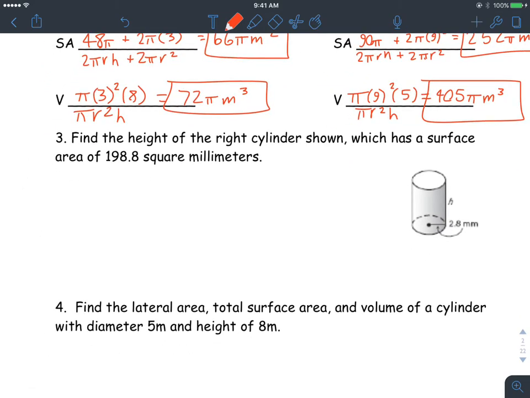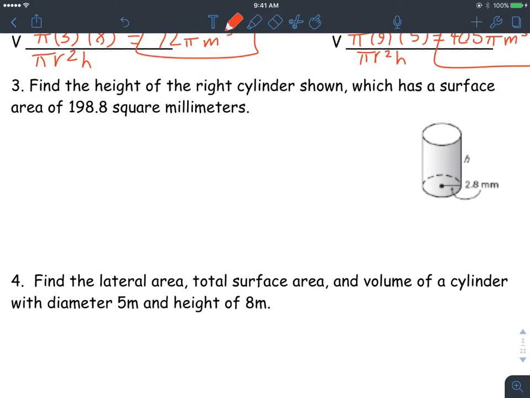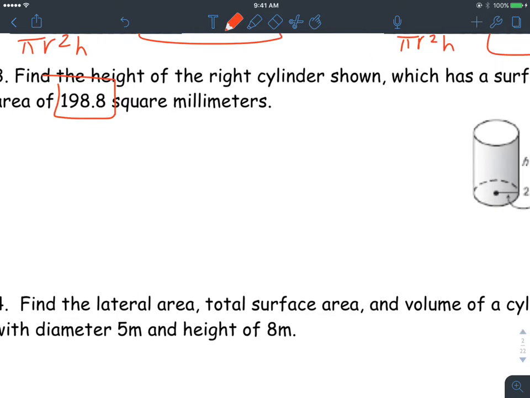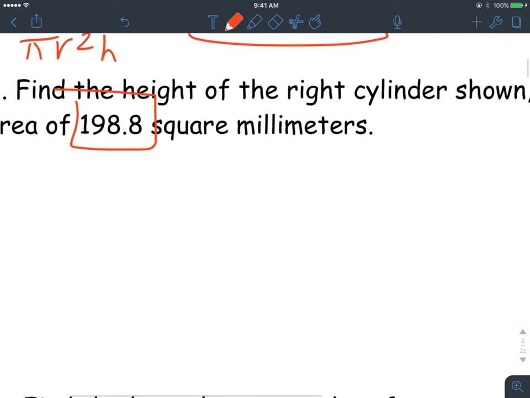Alright, you might have done that a little bit in middle school. Where it's different is actually going backwards and solving for an unknown dimension, like the height in this case. Because in this example, they give us the answer of the surface area right there. So it's 198.8.